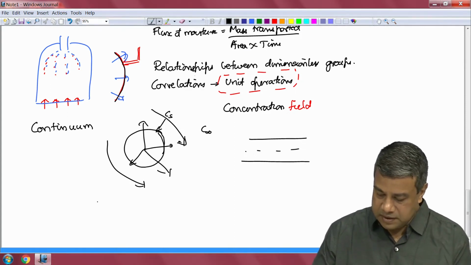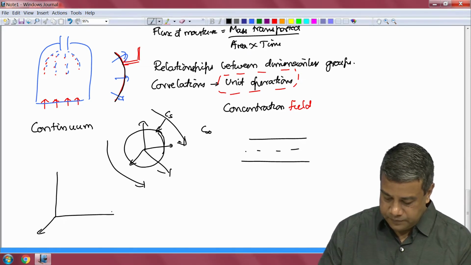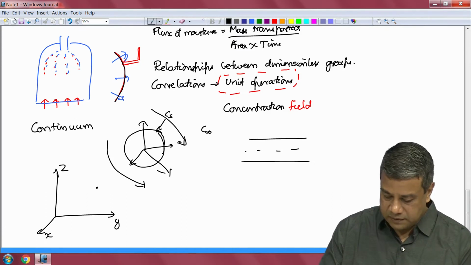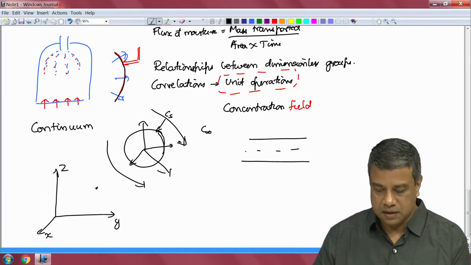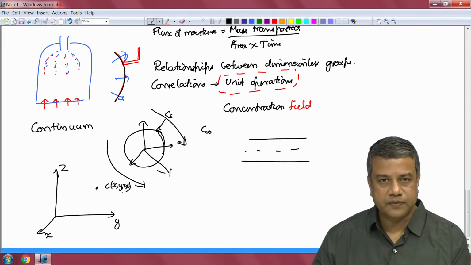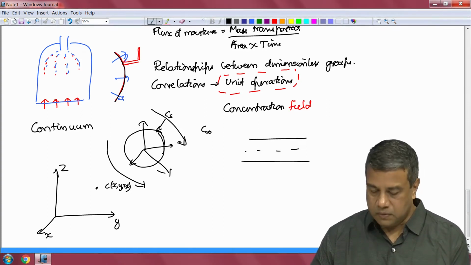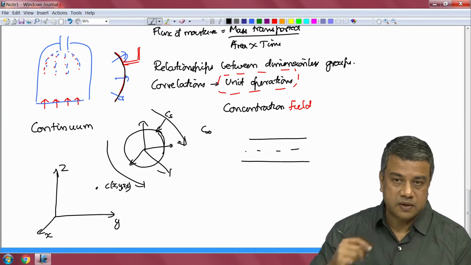So, what it means is that in 3-dimensional space, if I have a particular location, I define the concentration as a function of the location and of time. It is a function of 3 coordinates and it is a function of time. What does it mean to say concentration at that particular point?